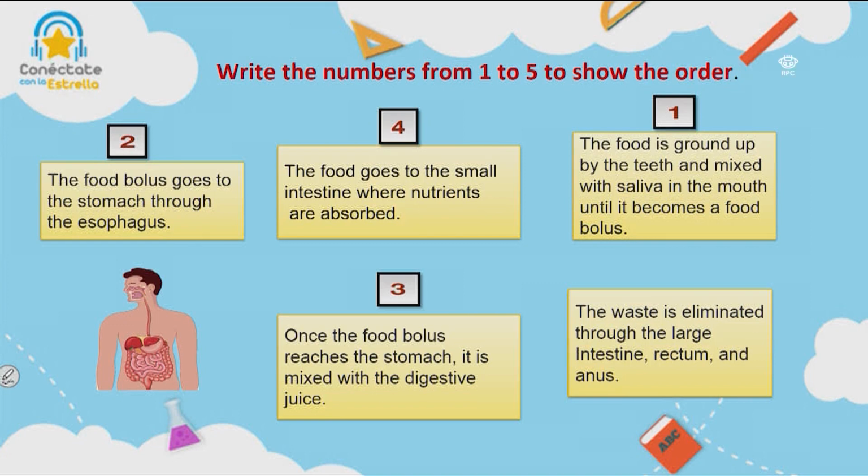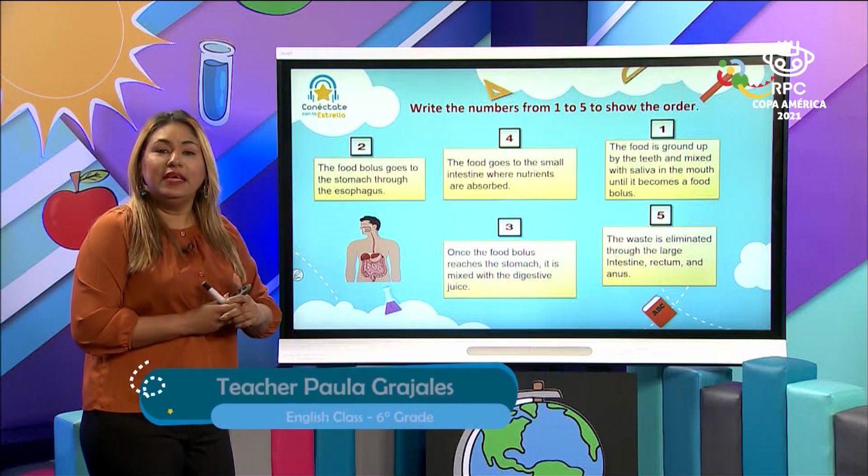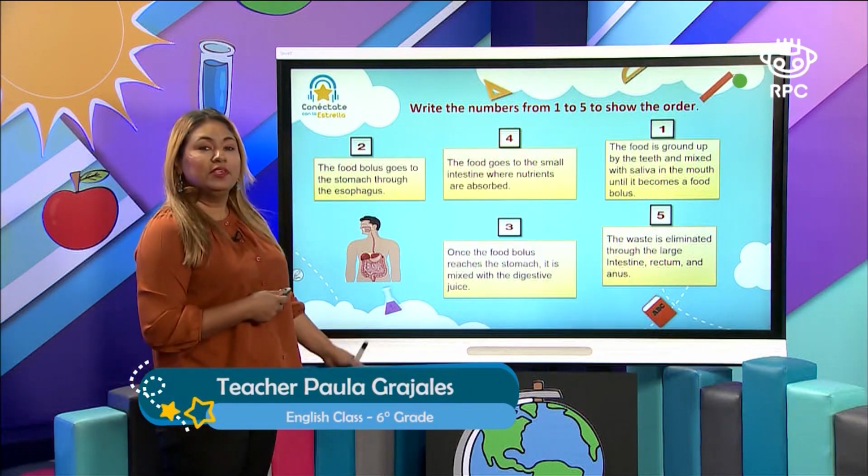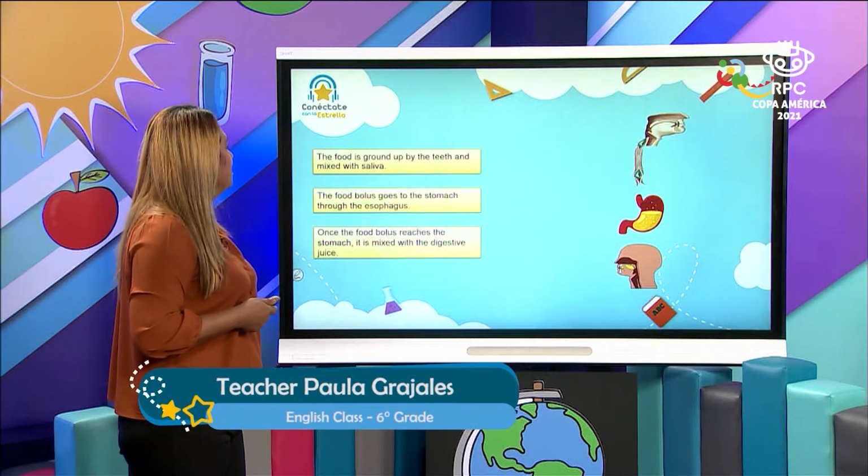Then the food goes to the small intestine where the nutrients are absorbed. And at the end, what happens? The waste is eliminated through the large intestine, rectum, and anus. Very easy to remember, very easy to practice. What is the process in the digestive system?